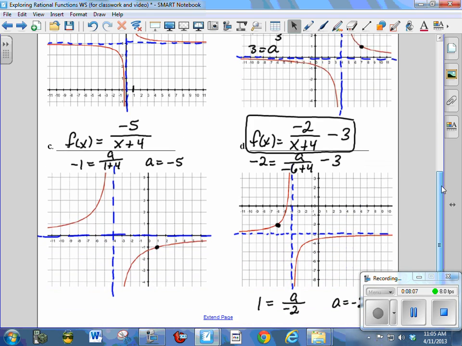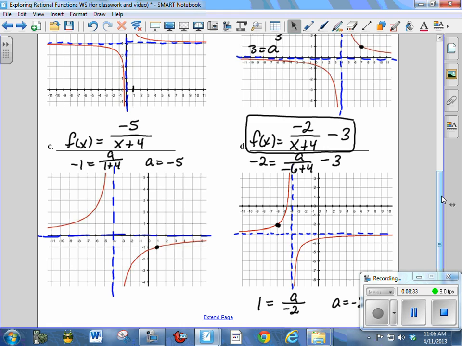C should be negative 5 over the quantity x plus 4. Once again, the horizontal intercept doesn't change. I use the point 1, negative 1, and plugged it into the function. So negative 1 is equal to a over 1 plus 4, and solved that for a and got negative 5 for a.